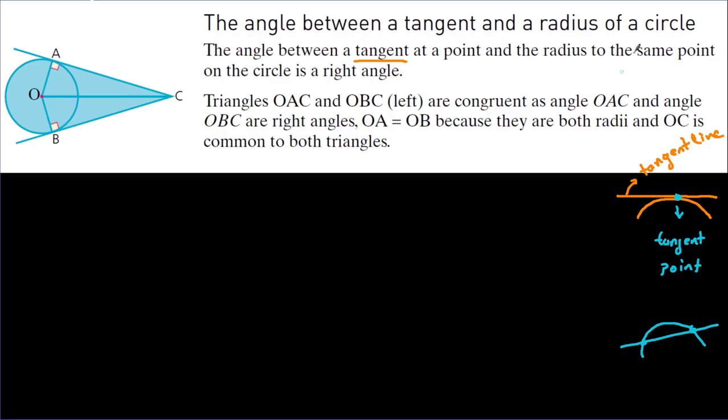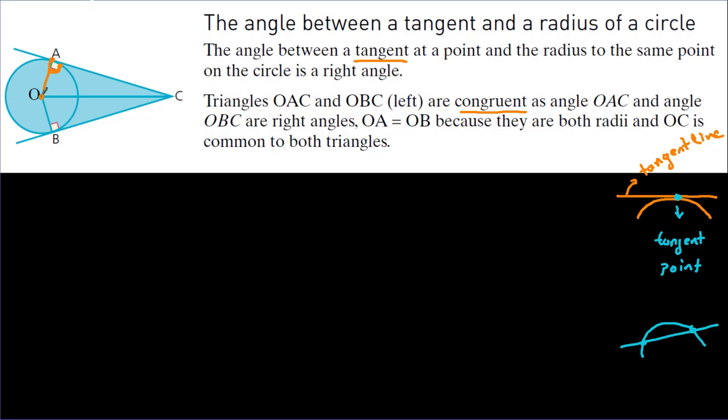Okay, then it says like this. If you draw a line from the radius to the tangent point, then the radius and the tangent line are perpendicular to each other. They intersect perpendicularly. This is the first property. There is a conclusion here. Because of the first property, the triangles OAC and OBC are congruent triangles. What does congruent mean? Same.